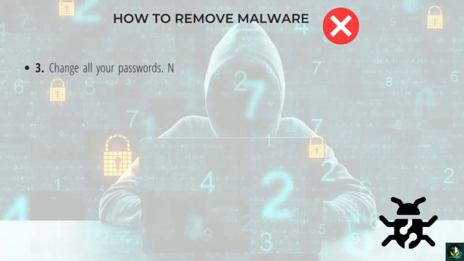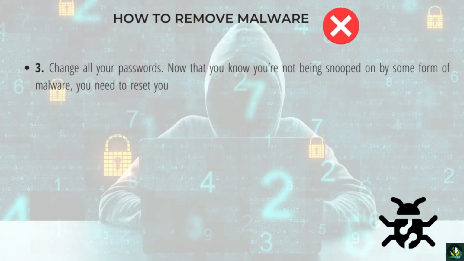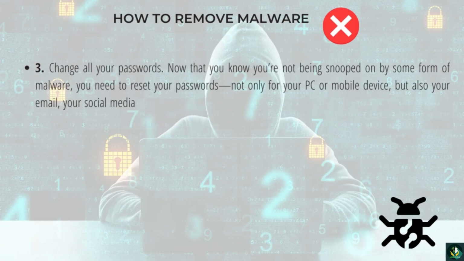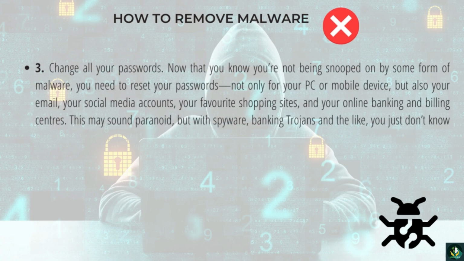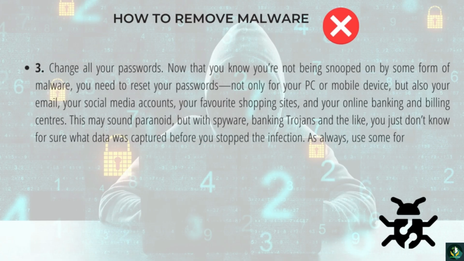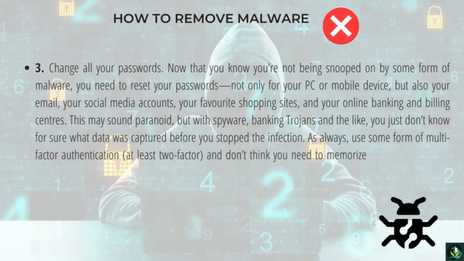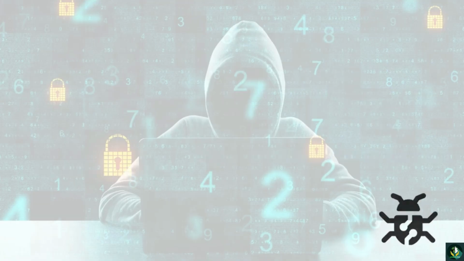The free version, however, does not proactively stop threats from getting on your system in the first place. 3. Change all your passwords. Now that you know you're not being snooped on by some form of malware, you need to reset your passwords, not only for your PC or mobile device, but also your email, your social media accounts, your favorite shopping sites, and your online banking and billing centers. This may sound paranoid, but with spyware, banking trojans, and the like, you just don't know for sure what data was captured before you stopped the infection. As always, use some form of multi-factor authentication, at least 2-factor, and don't think you need to memorize all your passwords. Use a password manager instead.